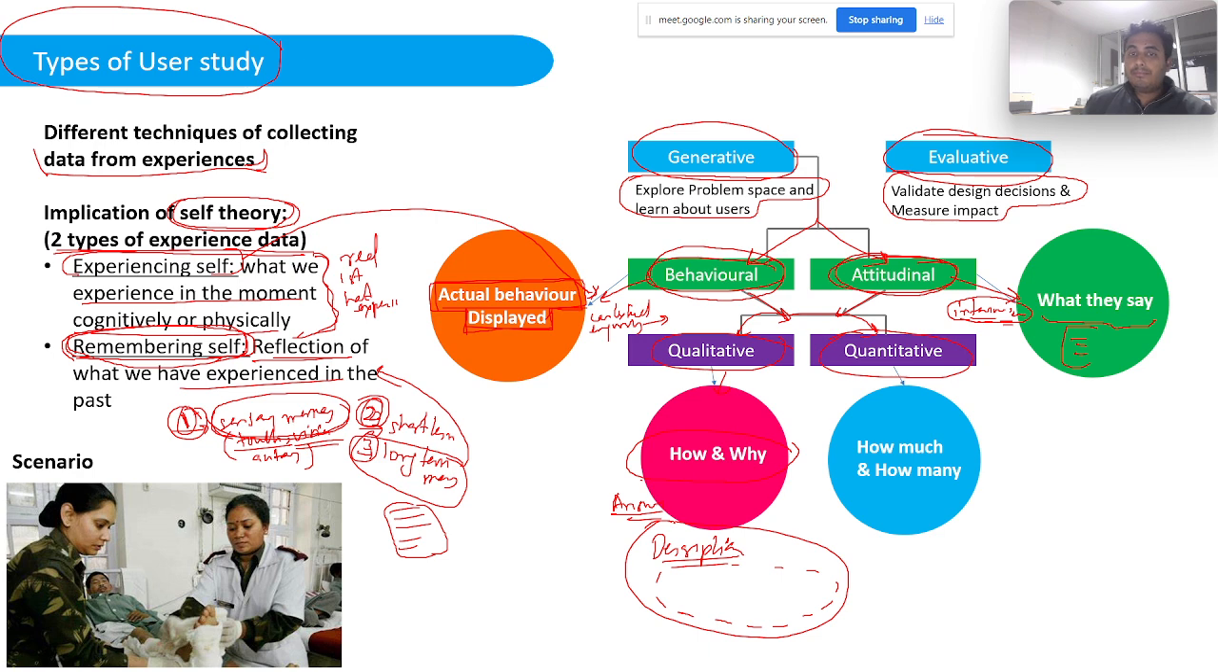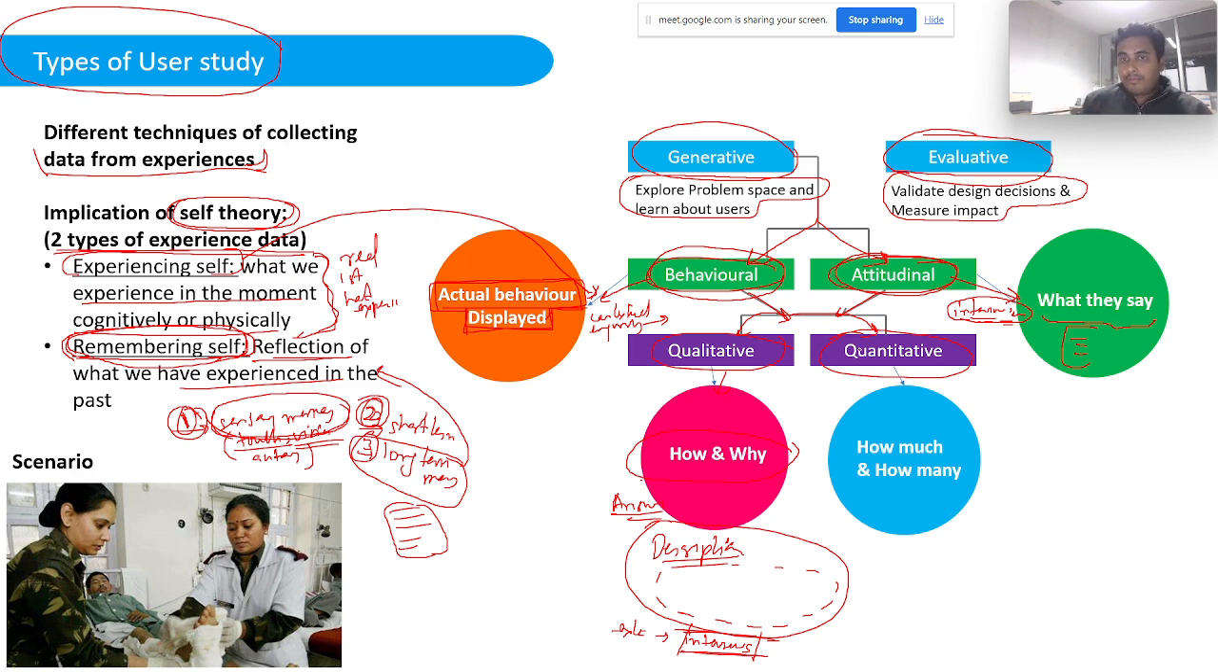So this set of techniques is called qualitative techniques. An example of qualitative techniques is interviews. If you ask in interviews, most of the time an interview will give you only descriptive answers. Later you analyze that information based on your own themes or criteria, but initially the nature of the data is qualitative. That's why it's called a qualitative technique of user study.